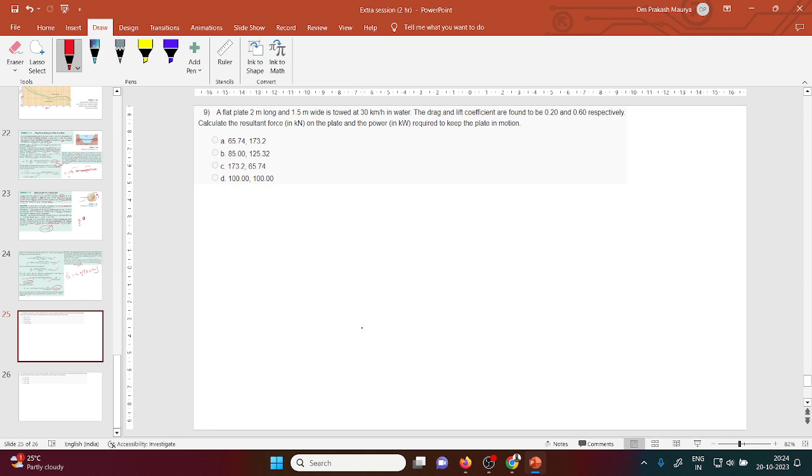A flat plate of 2 meter length is given, and the width is, let's suppose, 1.5 meter, and it is thrown at 30 kilometer per hour in water. That is, your velocity is given.